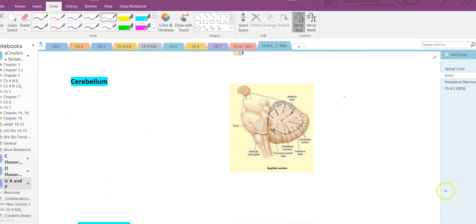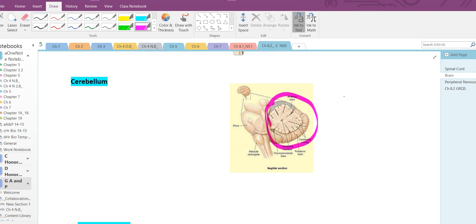The cerebellum is a portion of the brain that sits inferior to the rest of the brain, and its job is to create posture and balance as well as coordinated movement. So if you were learning how to play the piano, or if you were learning a new dance, or if you were learning how to play a sport, you would use the cerebellum in order to become better at that sport.